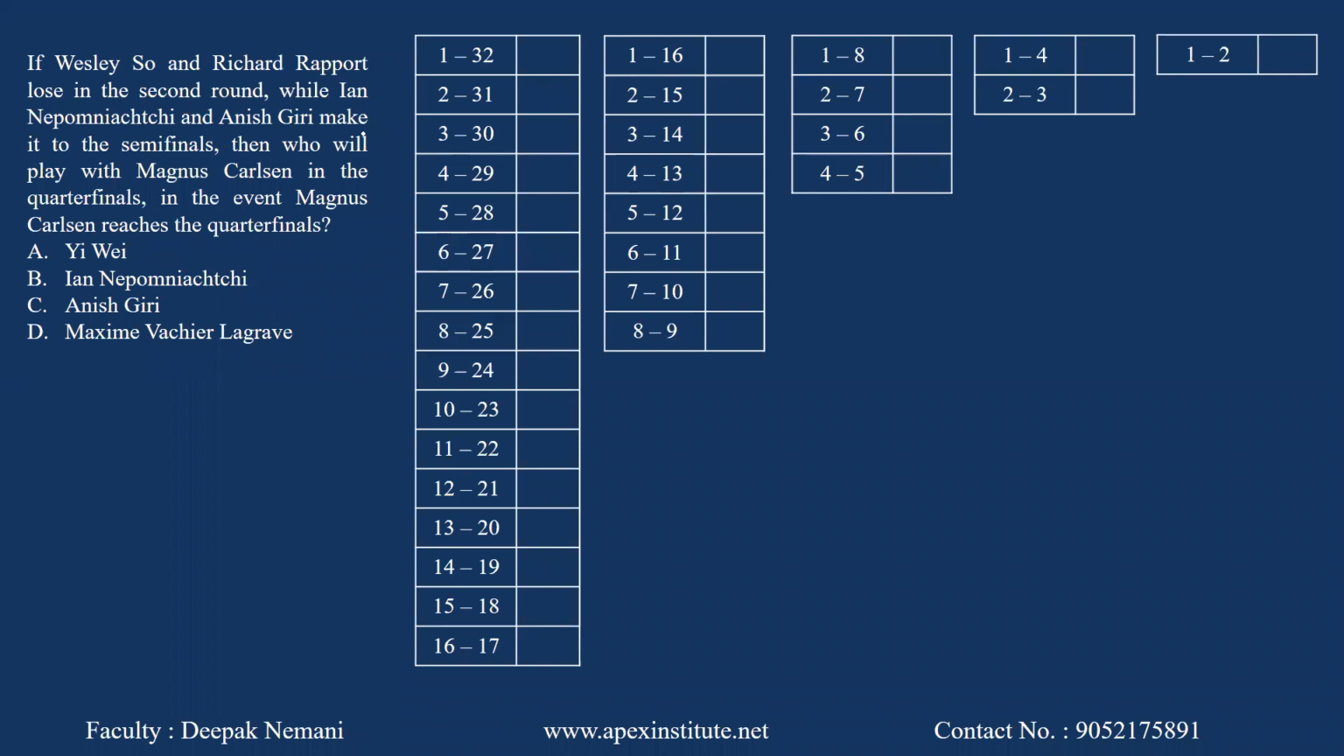Now coming to the first question. If Wellesley So and Richard Rapport lose in the second round. So what is the seed of Wellesley So? We have 6 and Richard Rapport.